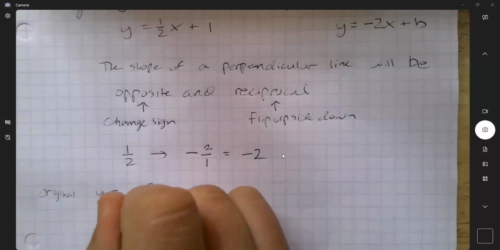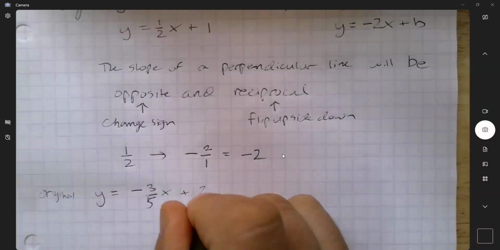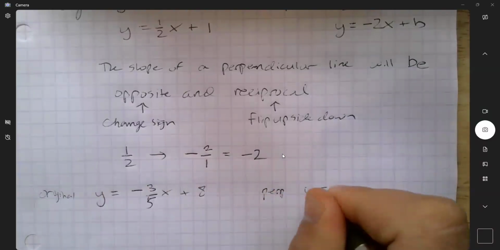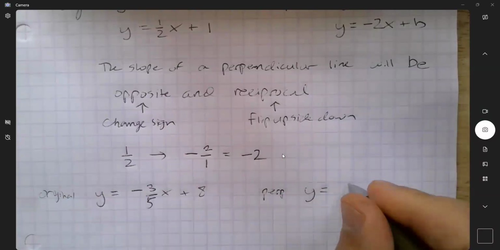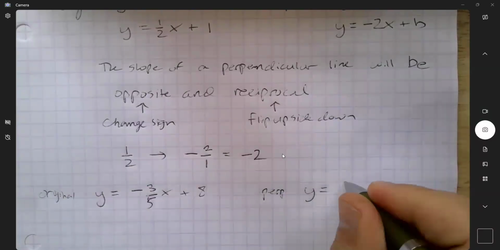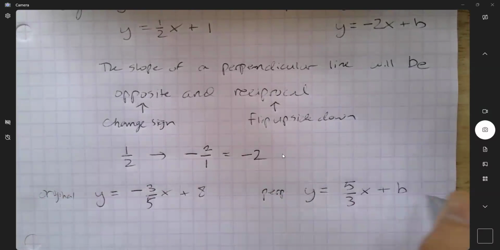was -3/5 x, let's say plus 8 or something, then my perpendicular will be, flip it upside down, or sorry, let's start with change the sign, so make it positive, and then flip it upside down. 5/3 x plus some y-intercept.